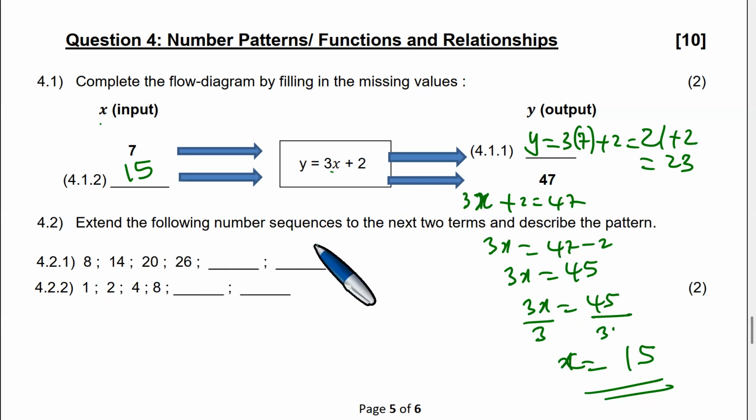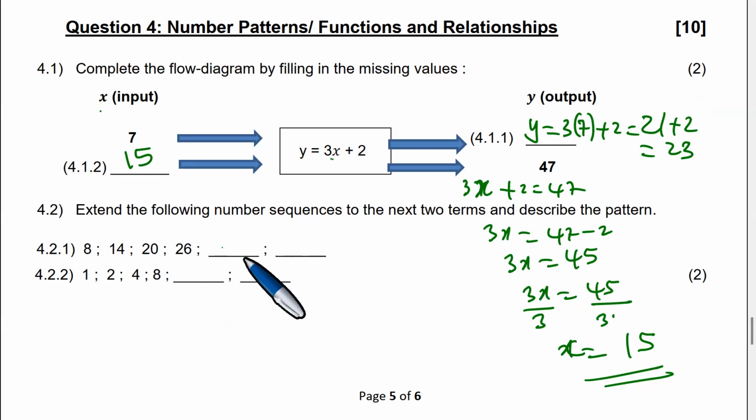Extend the following number sequences to the next 2 terms and describe the pattern. Okay, let's extend the following number sequences to the next 2 terms. 8, 14, 20, 26, then what? 32 and 38. 32 and 38, well done.